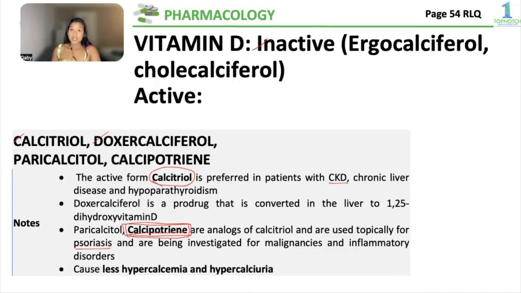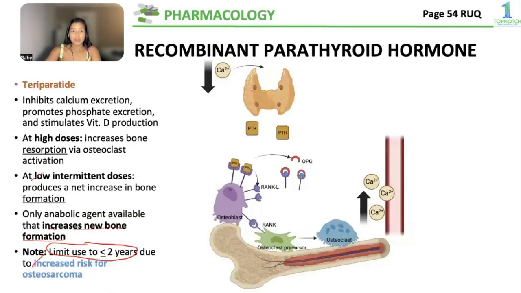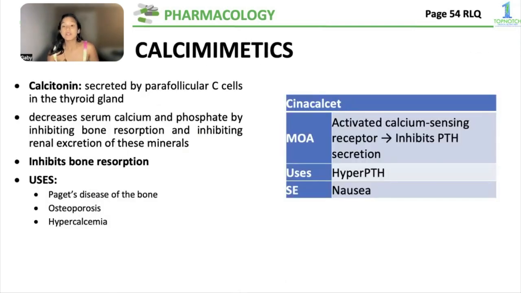and it has been very, very effective. And it is because it has been found to have anti-inflammatory properties and is actually being investigated for the treatment of certain malignancies and other inflammatory disorders. So the vitamin D derivatives cause less hypercalcemia and hypercalciuria compared to your recombinant parathyroid hormone. Okay, so your calcium mimetics, from the name itself, they mimic the effect of calcium or hypercalcemia.